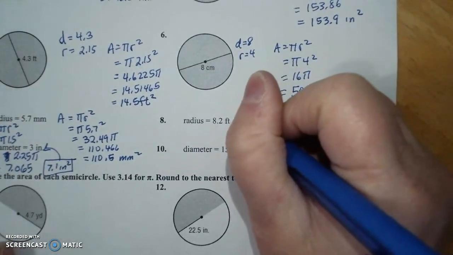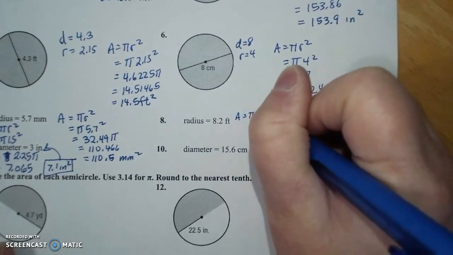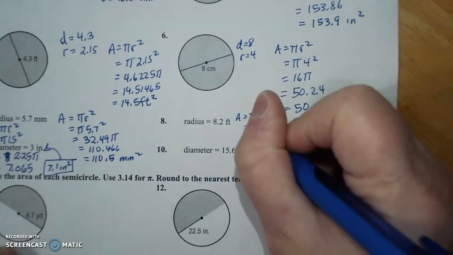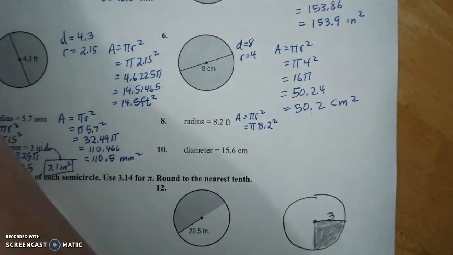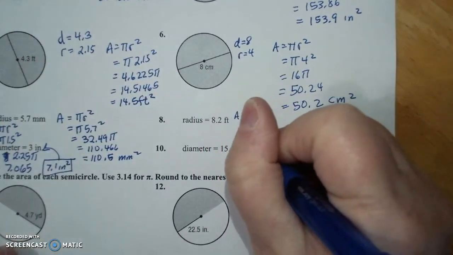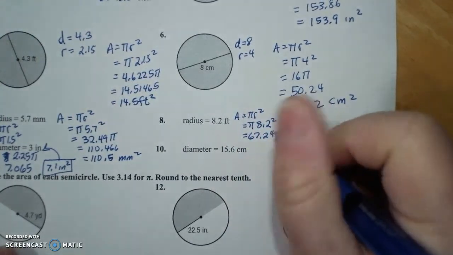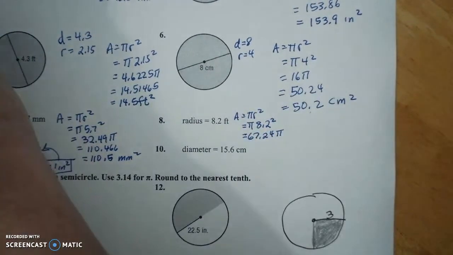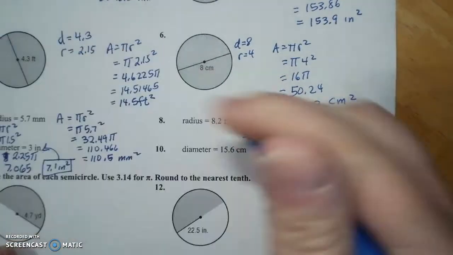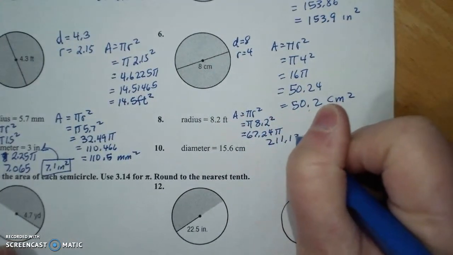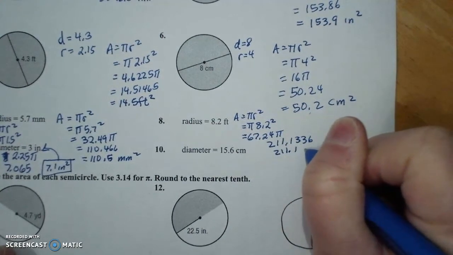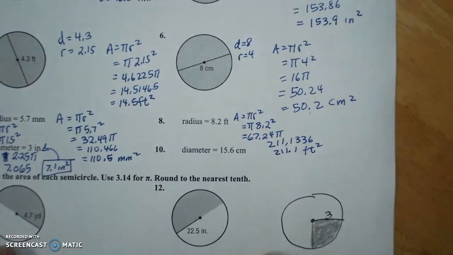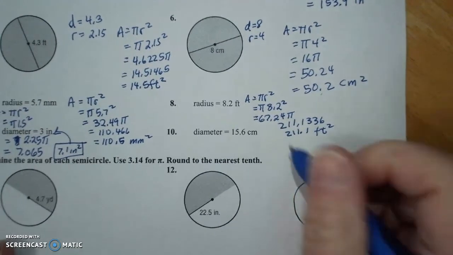Radius is 8.2, so area equals pi r squared. Notice I'm writing the formula every time. I'm showing you my substitution. I'm squaring the number. I'm leaving it as a constant times pi. Then I'm multiplying by pi. I'm writing down the answer, and then I'm following the directions of rounding it to the tenth, and then I'm putting my units squared.